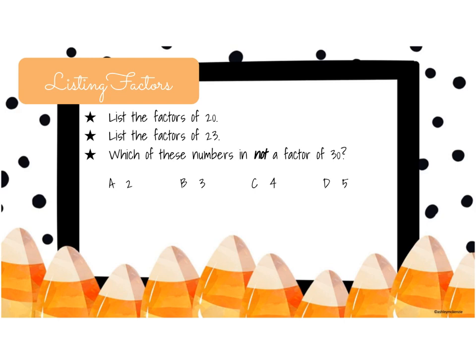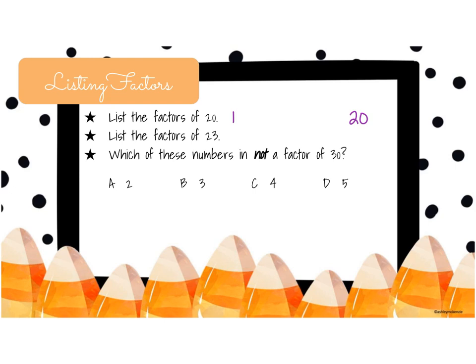List the factors of 20. Okay, first thing I want to do is I want to list all of my factors. I'm going to start with 1. What do I multiply by 1 to equal 20? 20. So this is what I like to call the rainbow method.